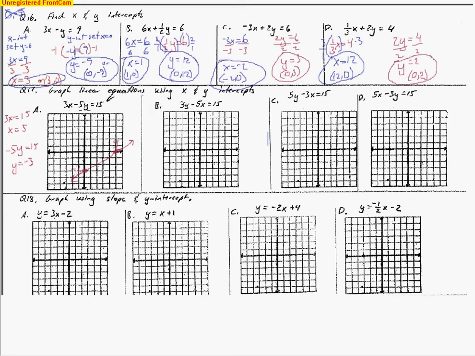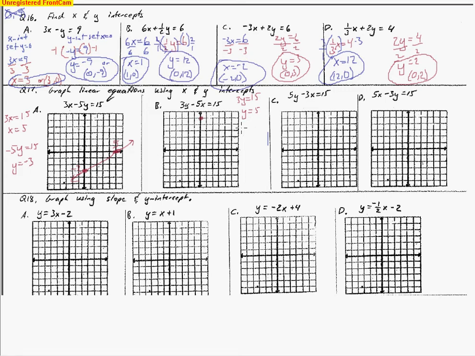And then from there, you could match it to the one that we have on the different distractors. So the next one, 3y minus 5x equals 15. So you got 3y equals 15. So y is 5. So up 5 spaces, 1, 2, 3, 4, 5. Put the dot there.